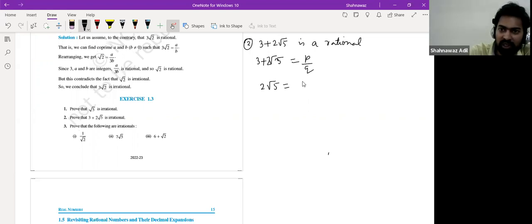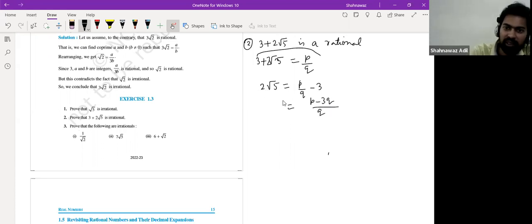Transposing into another side. So we will move this 3 in here. So this will be what? p by q minus 3, right? And we will take the LCM. So this will be what? p minus 3q by q, right? And then 2 will go in the denominator. So 2q, right?